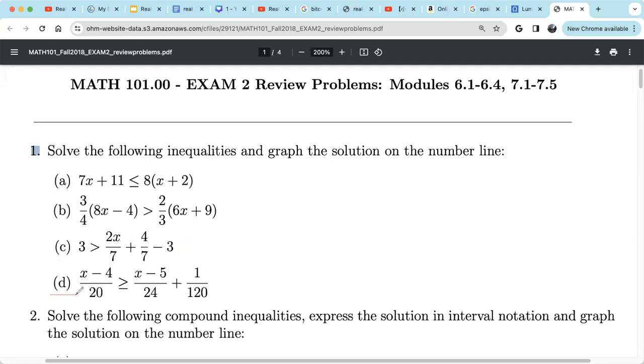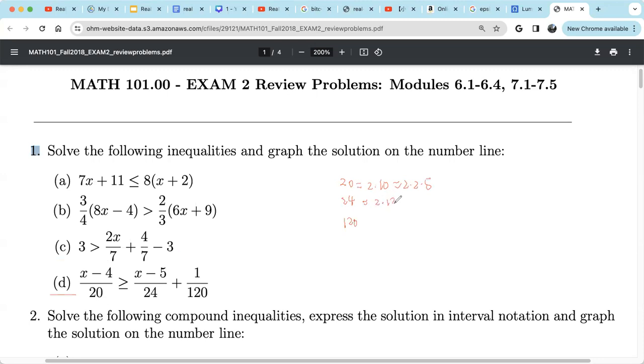D, the denominator is big, right? 20, 24, 120. Well, is the least common denominator 120? Well, let's figure it out. So we have number 20. We have number 24. We have number 120, right? 20 is 2 times 10, or 2 times 2 times 5.